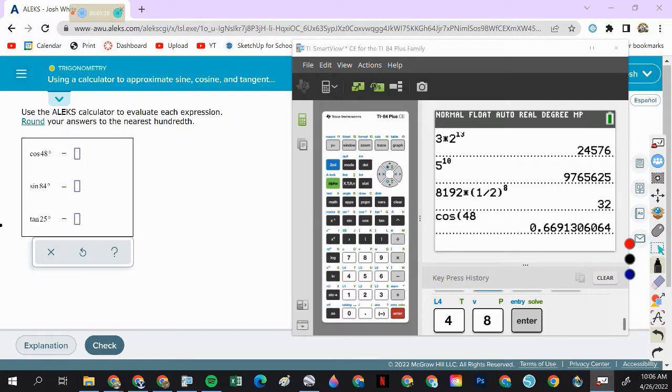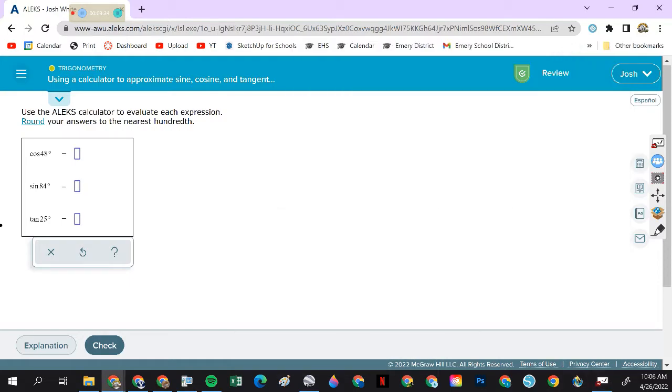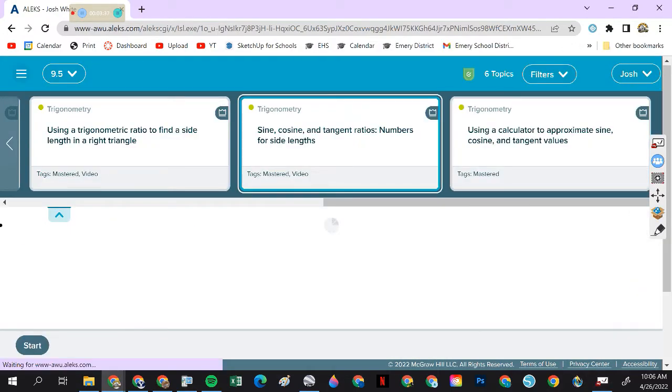So the rest are easy. Sine of 84, type it in. The tangent of 25, type that in. Okay, the next one.